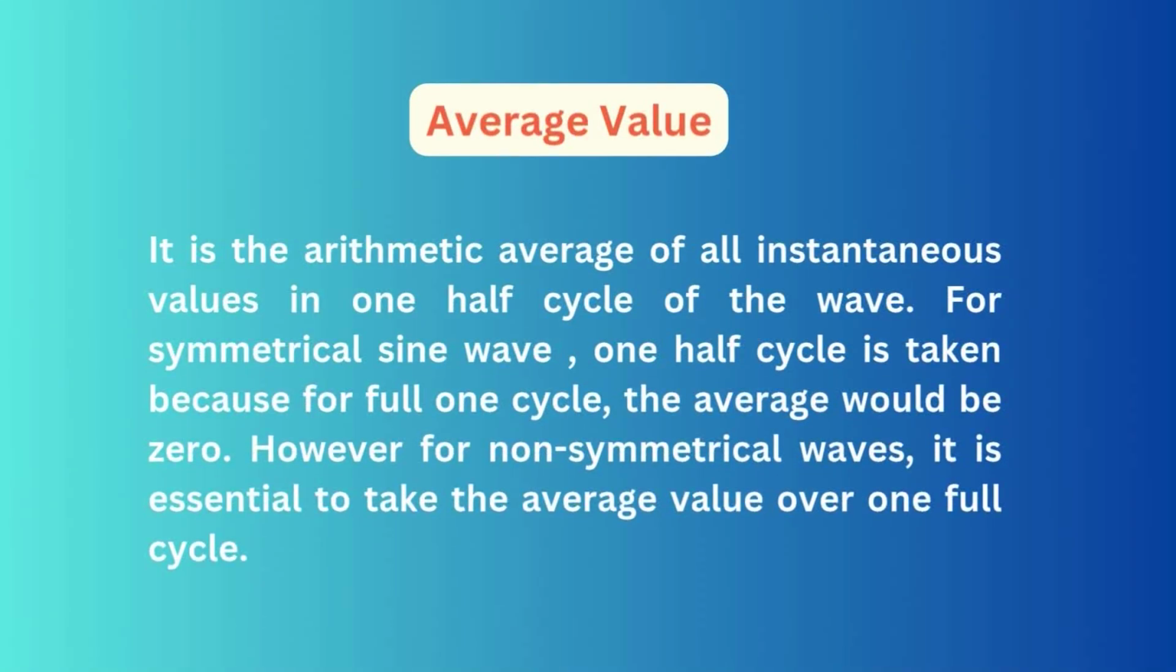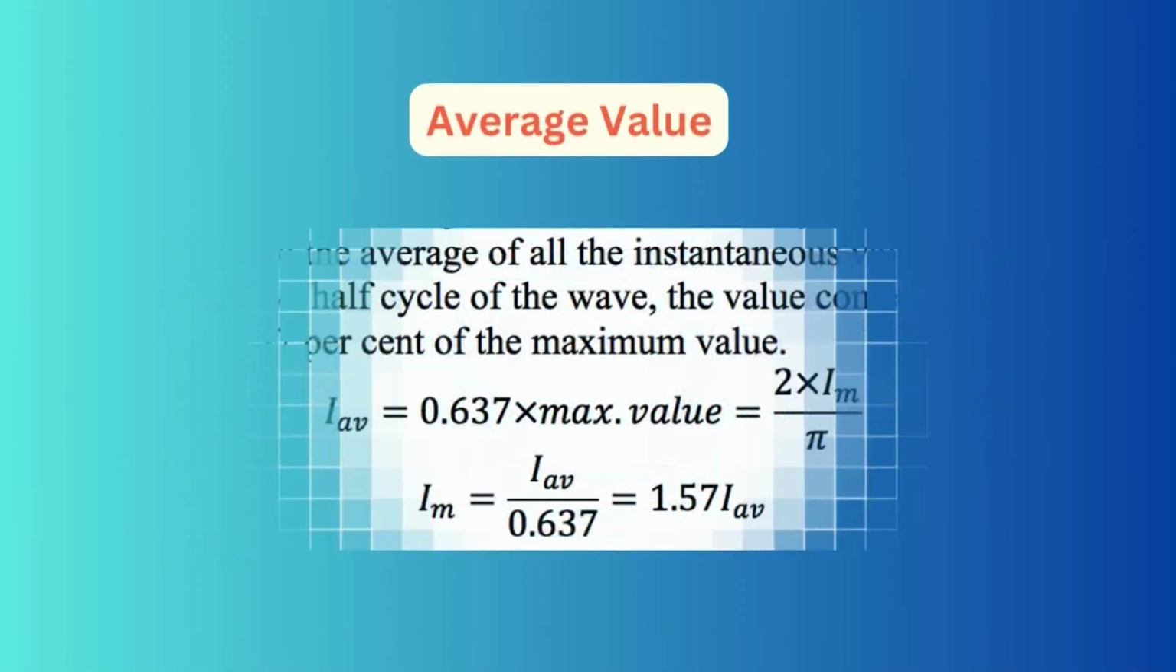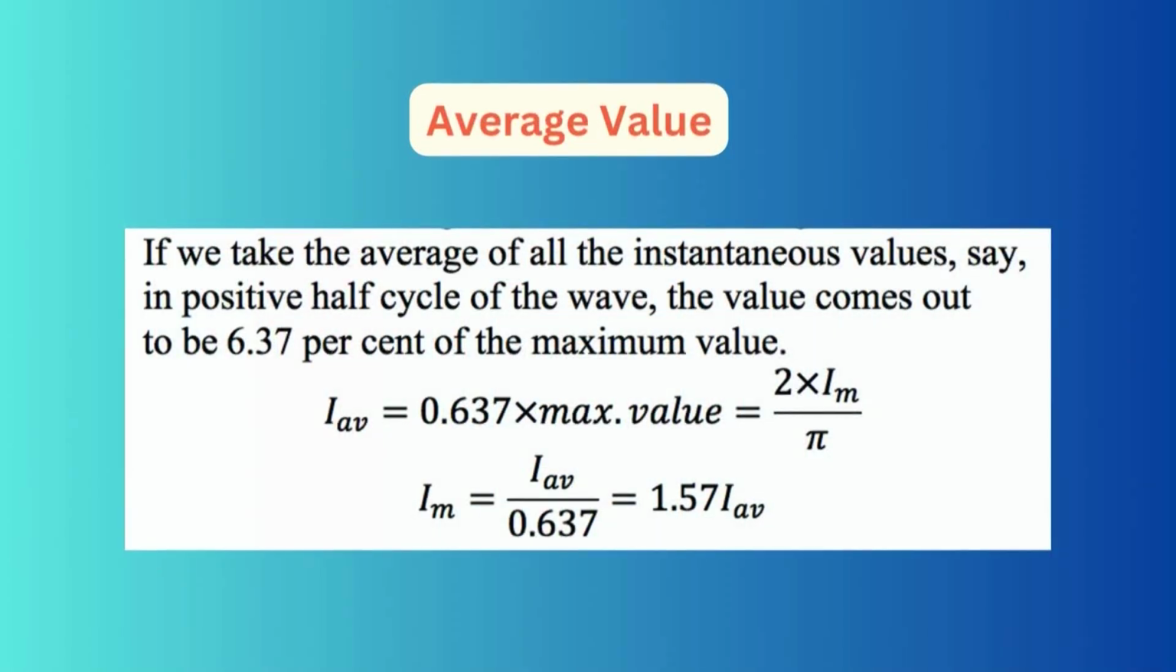Average value is the arithmetic average of all the instantaneous values in one half cycle of the wave. For a symmetrical sine wave, one half cycle is taken because for one full cycle the average would be 0. However, for non-symmetrical waves, it is essential to take the average value over one full cycle. If we take the average of all the instantaneous values in the positive half cycle of the wave, the value comes out to be 63.7% of the maximum value.